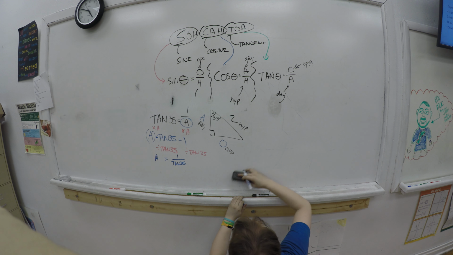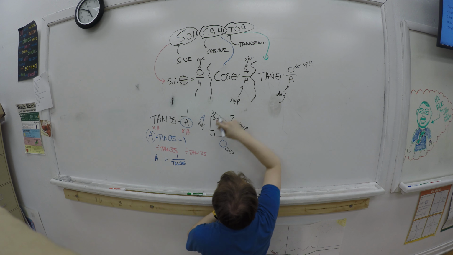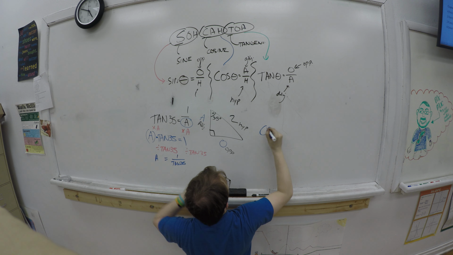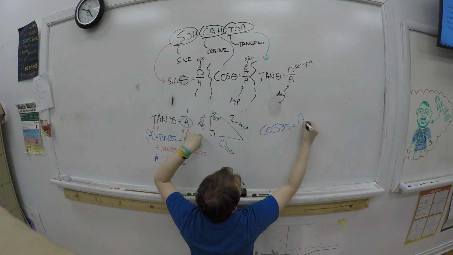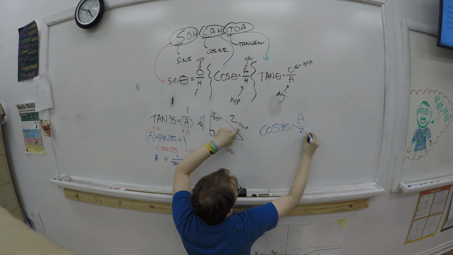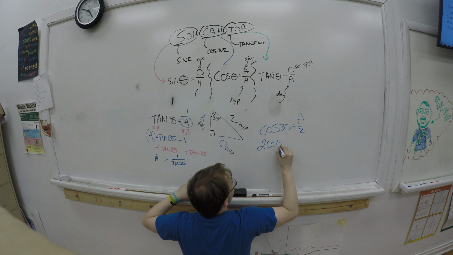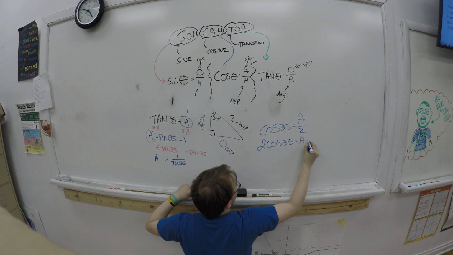If you wanted to find A, you'd use cosine, because it has an A and an H in it. So cosine of the same degree, 35, is going to be the adjacent, which is A, we don't know it, over hypotenuse, which is 2. Multiply by 2, we get 2 cosine 35 equals A.